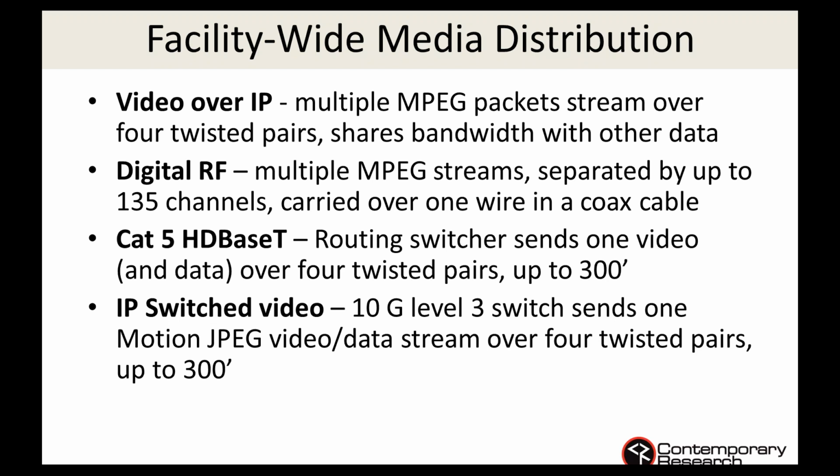IP switch video presents itself as something new, but it's kind of the same concept. You're using a 10G level 3 switch, sending a motion JPEG video stream, however they want to call it, over 4 twisted pairs up to 300 feet as well. So those two are very related. The difference is on the HDTV, it is a direct baseband video that's being carried, where IP switch video has to be IP.